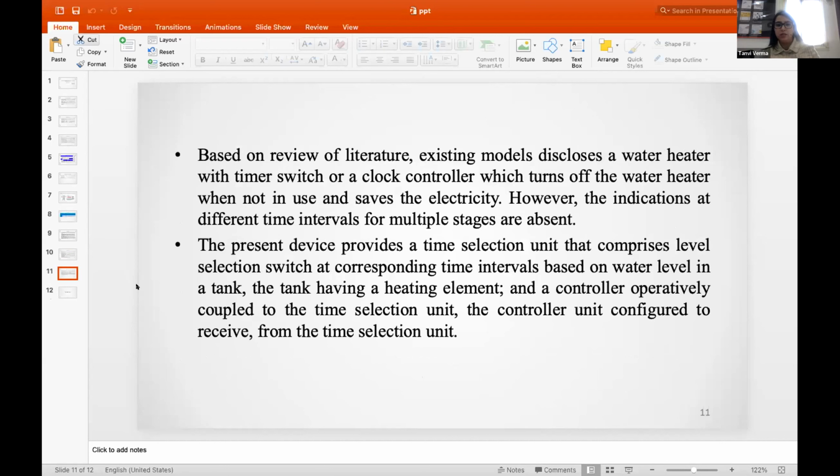So basically, this present device provides a time selection unit that comprises level selection, switch at corresponding time intervals, and whenever, according to our usage, we need that. For example, after 20 minutes, we want the geyser to be switched off. It can be done with the help of this device.